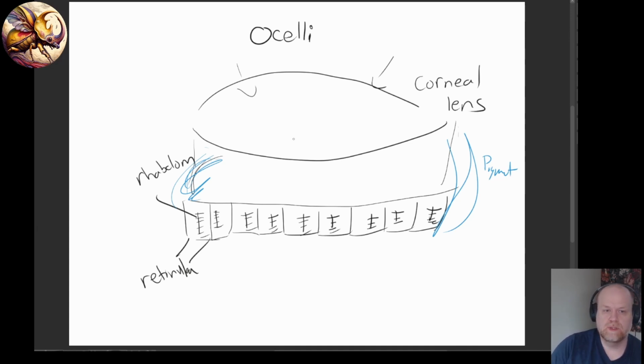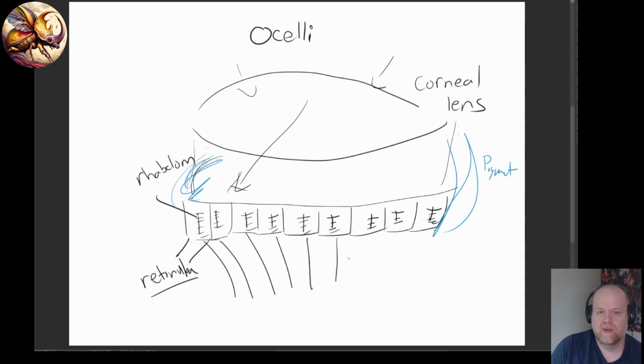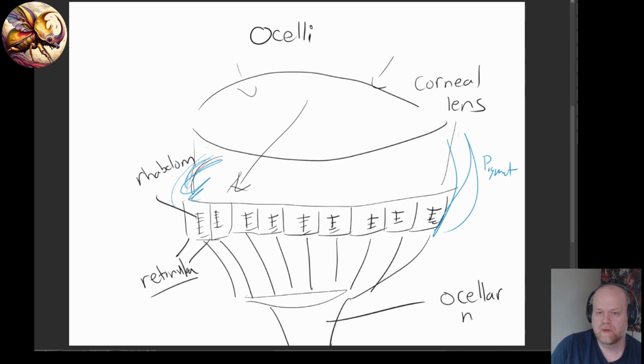So you have all of these rhabdomes. The light comes in and strikes the rhabdomes. The rhabdomes become distorted. Some of the pigment absorbs some of the light. That becomes distorted, and charge is generated in the retinula. All of these retinula have interneurons coming off of them, and it feeds into one big neuron. So this would be the ocellar nerve, and that goes to the brain.